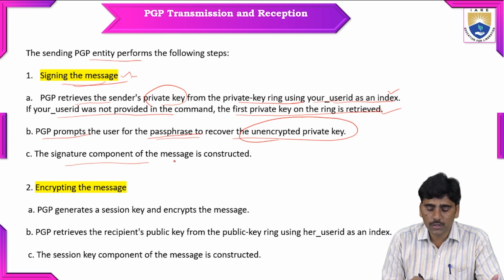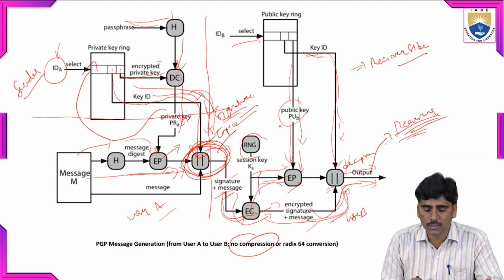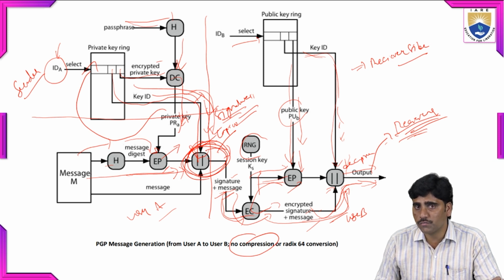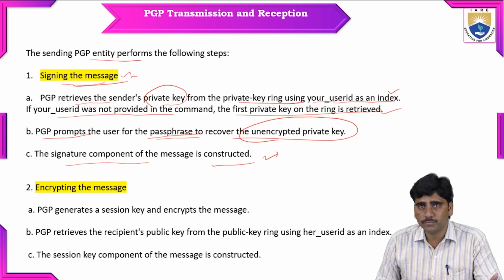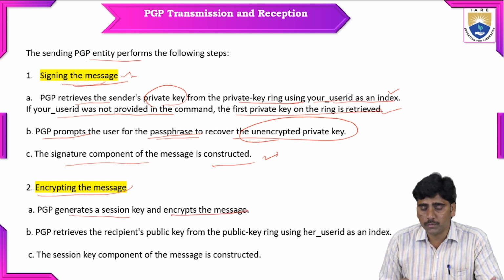The signature component of the message is constructed right now. So now the message is constructed with the signature as well as encrypted. If the message is encrypted with the private key, then only it says that the signature is verified, or the signature is applied. And the second one is what? Encrypting the message. So PGP generates a session key and encrypts the message.